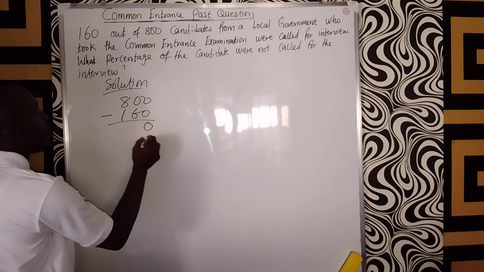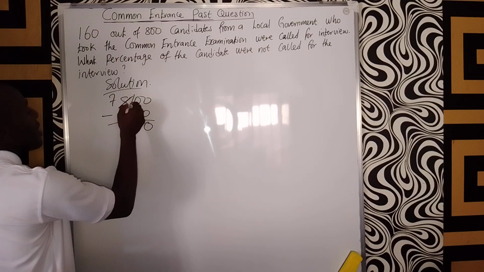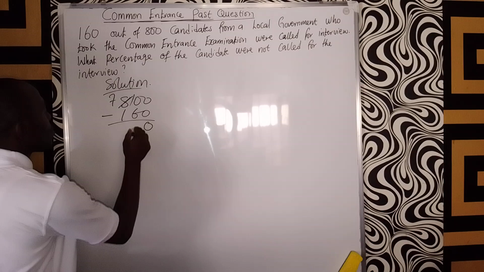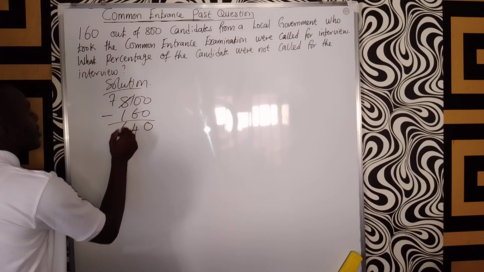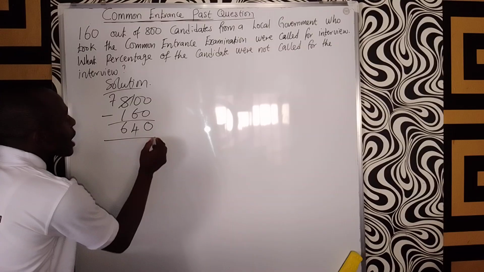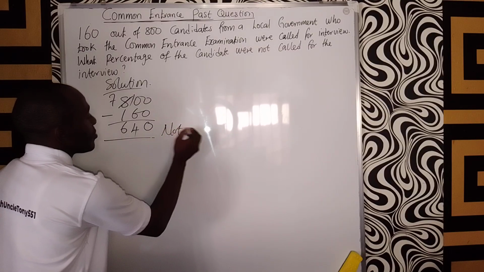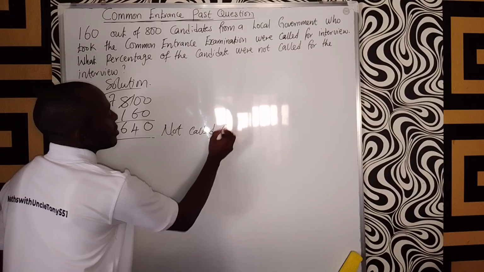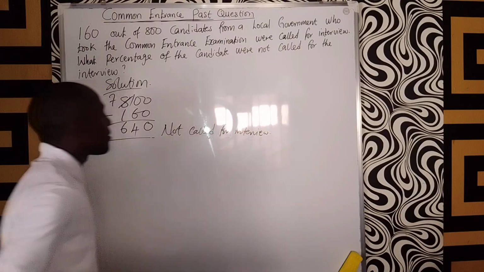0 take away 0 is 0. 0 take away 6 cannot. We borrow from here. Here becomes 7. Here becomes 10. 10 take away 6 will give us 4. 7 take away 1 will give us 6. So this, 640, is the total number of people that were not called for interview.